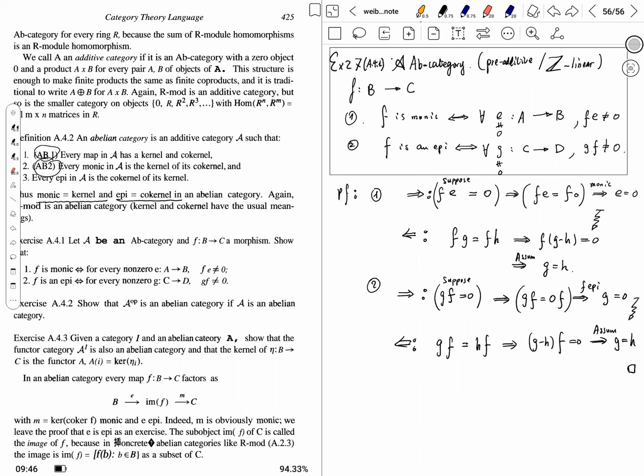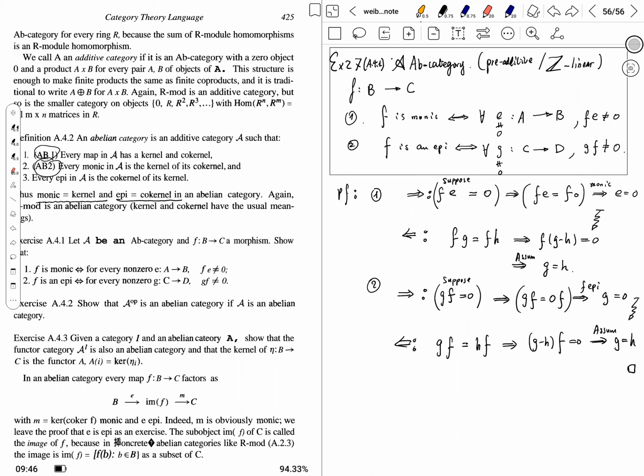Secondly, suppose F composed with any non-zero morphism is non-zero. Let's prove it is monic. By definition, this means suppose you have F composed with G equals F composed with H, for some G and H from some object D to B, and then you compose with the morphism F from B to C to form two morphisms from D to C, a priori different, but suppose they are the same. Then you want to show that at the beginning they are the same.